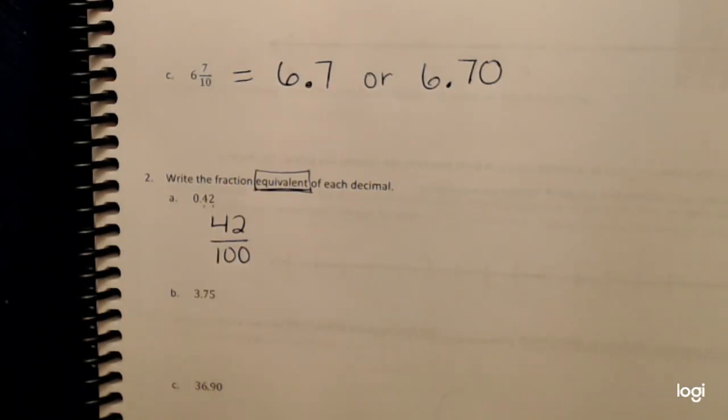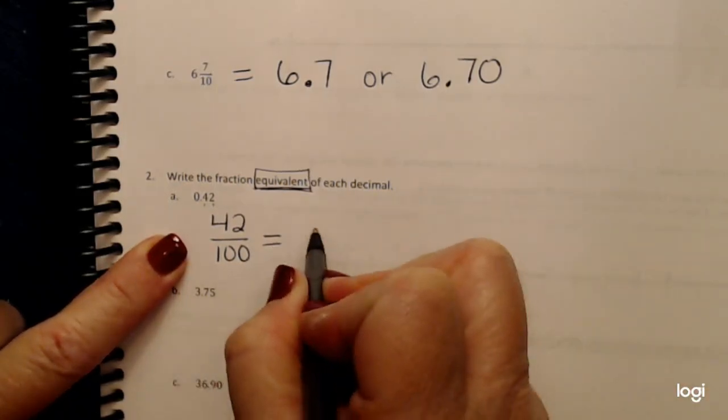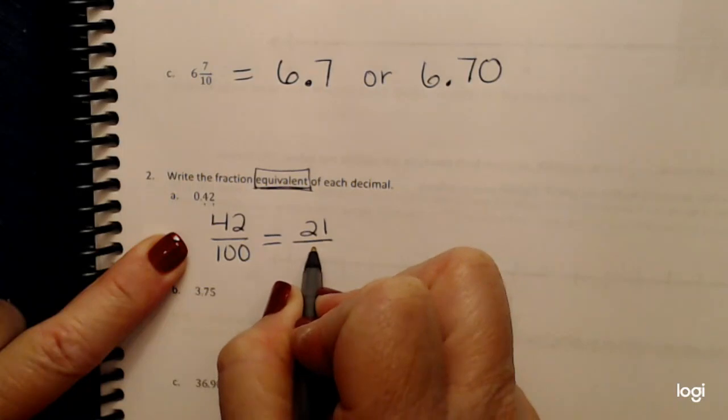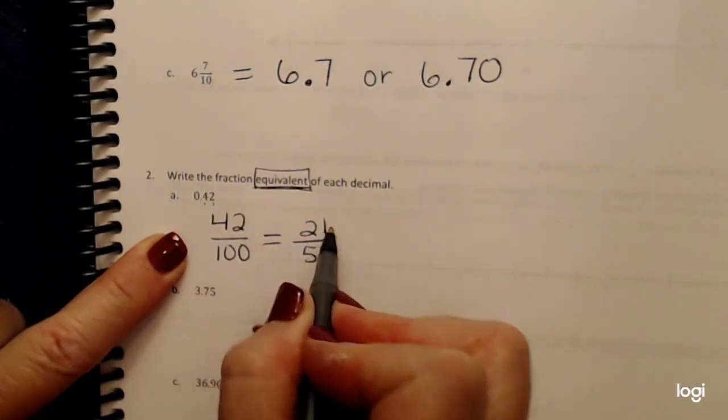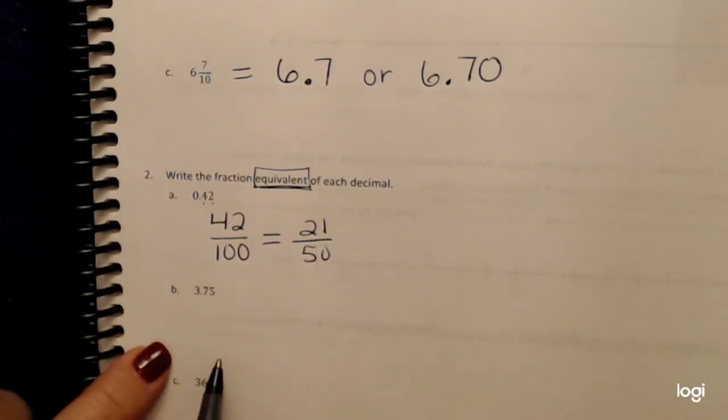Now, if I wanted to, some of you know I could actually reduce this. I could cut them both in half. And if I cut them both in half, I could reduce it to 42 and a half is 21. 100 cut in half is 50. Okay, let's move to the next one.